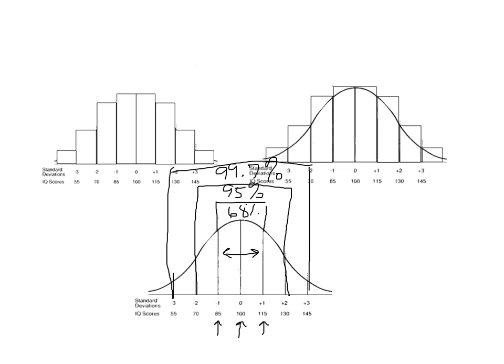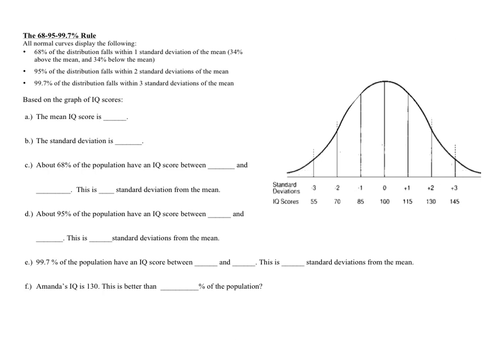So now let's go ahead and take a look at this chart. If we're looking at this bell curve, based on the graph of the IQ scores, if you look down here, the IQ scores are written right here, and above it is how many standard deviations above or below the mean it is. The mean IQ score is the thing right in the middle, and it's 0 standard deviations from the mean because it is the mean. So the mean score is 100.